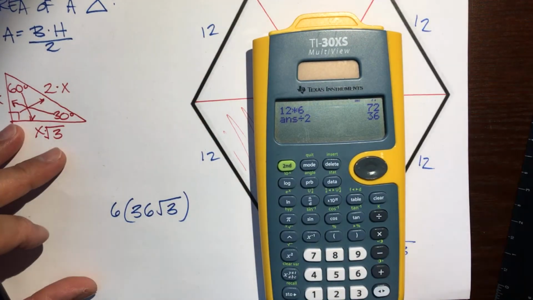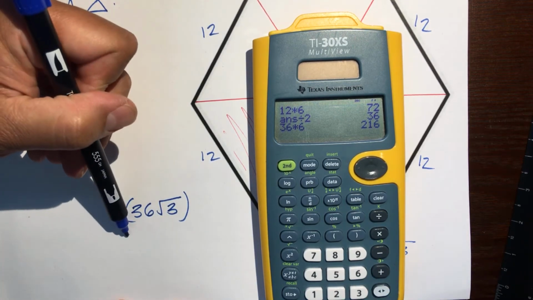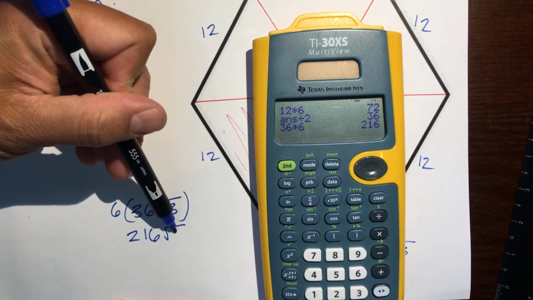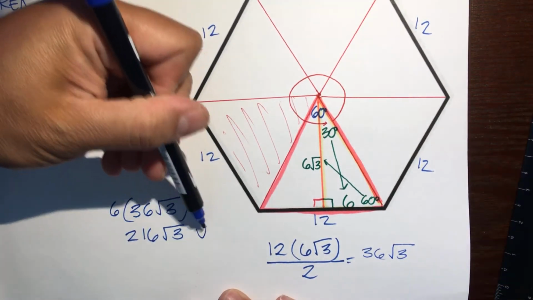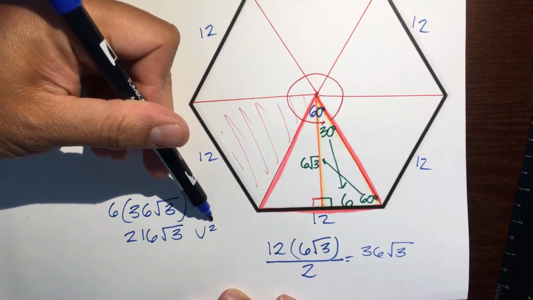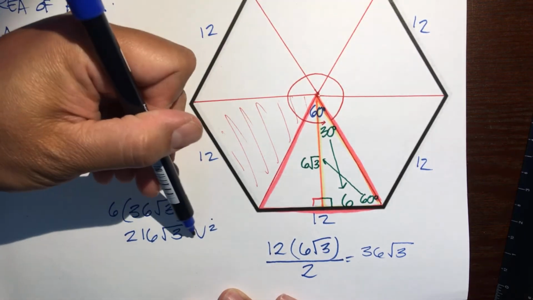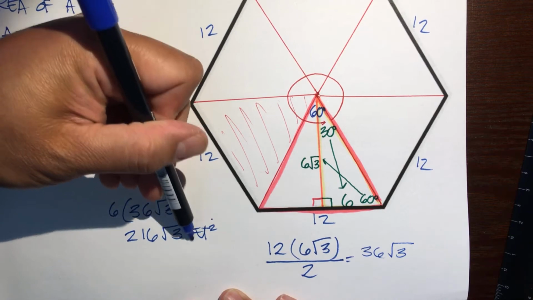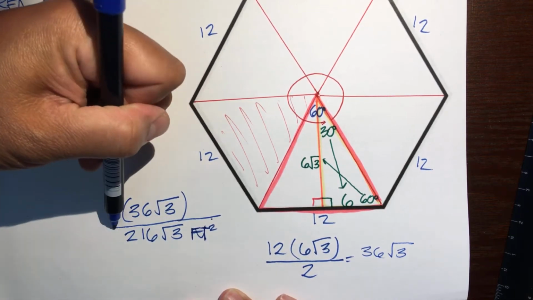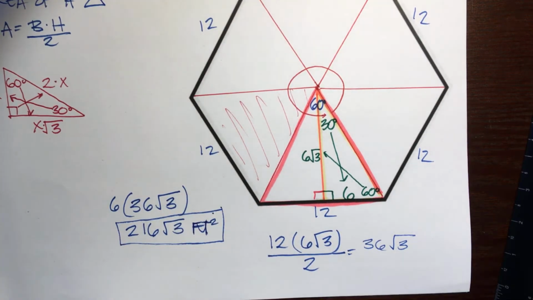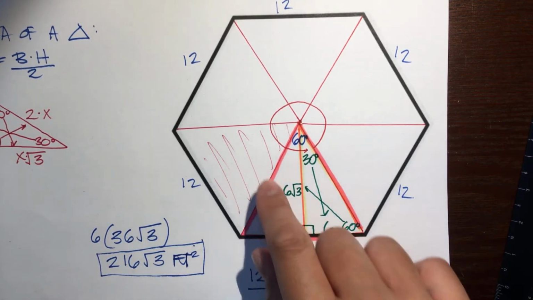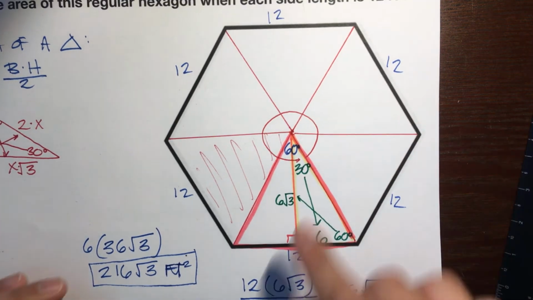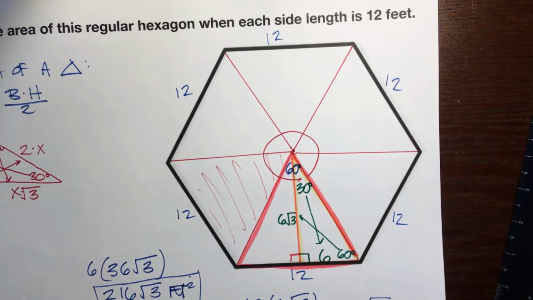And so 36 times 6 would be 216 square root of 3 units squared. Oh no, it's feet. So feet squared. So there is our final answer: 216 square root of 3 feet squared. That's how many squares would fit inside of this entire hexagon when every side is 12 feet.